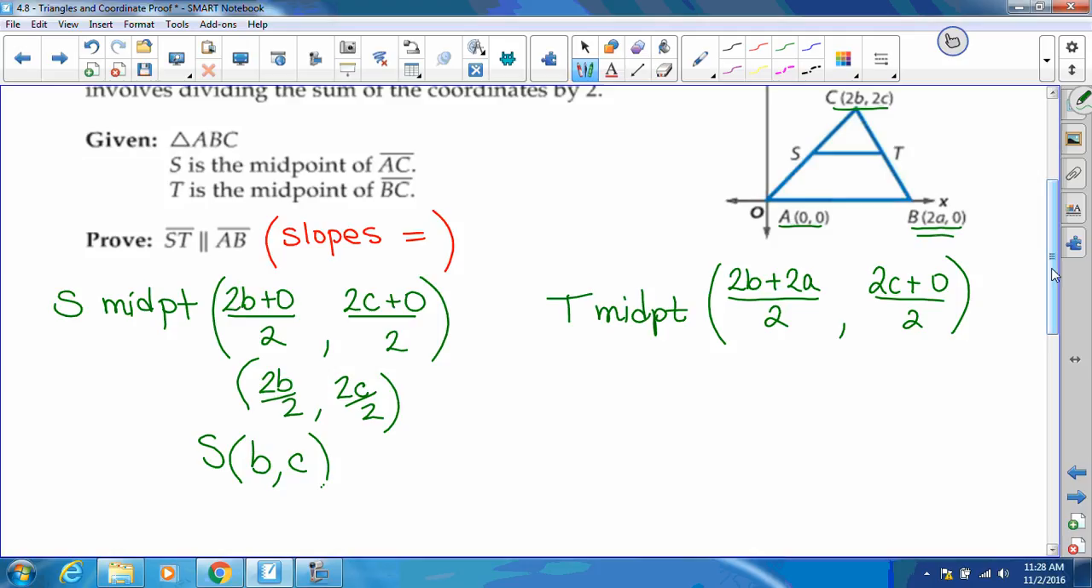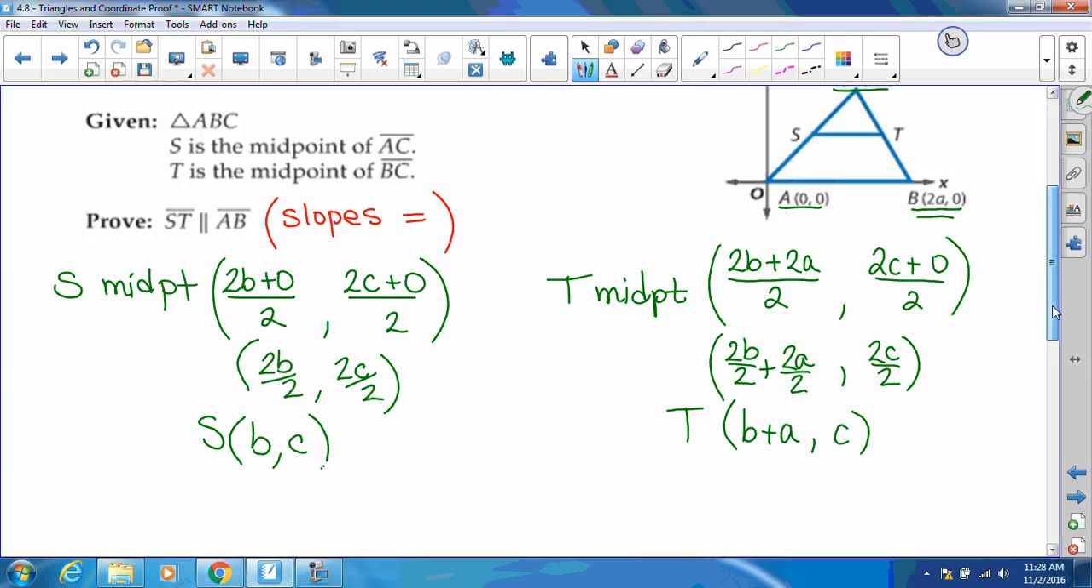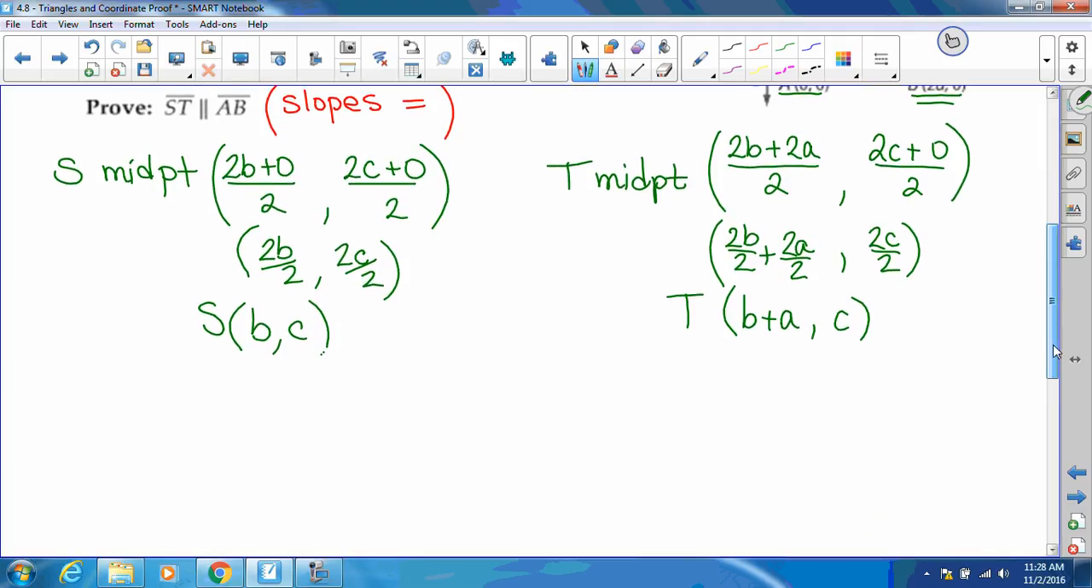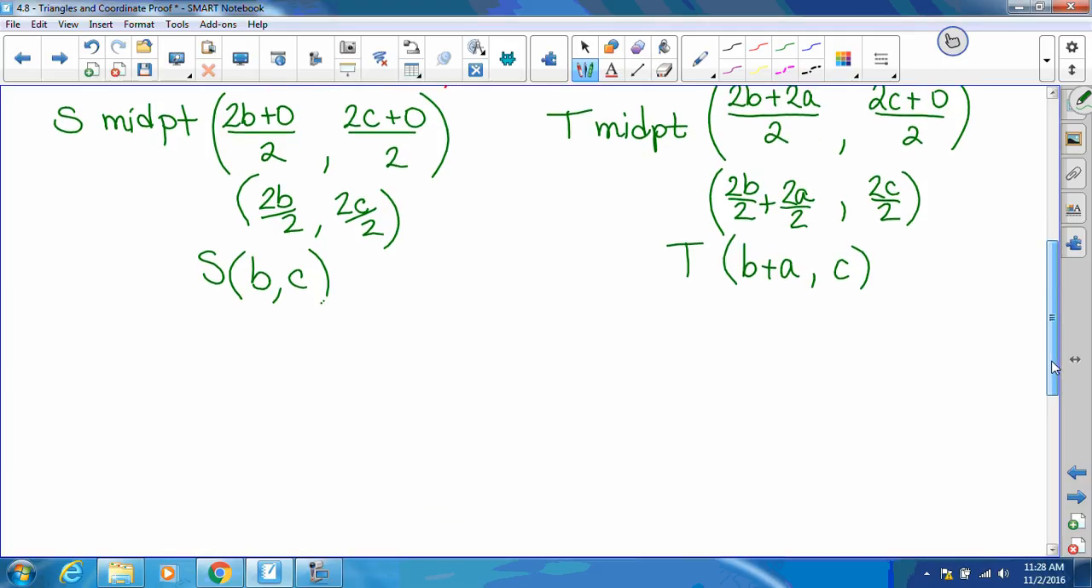Okay, so this 2 can be divided by both. 2B plus 2A over 2, comma, 2C over 2. So that's going to reduce to B plus A, comma, C. All right, so there's the midpoint, or there are the coordinates of point T. So I found the two coordinates. Now what I'm going to do is find the slopes of each of these lines.